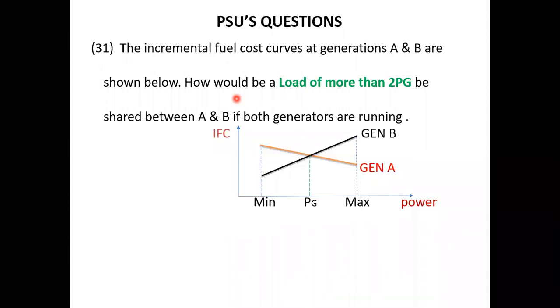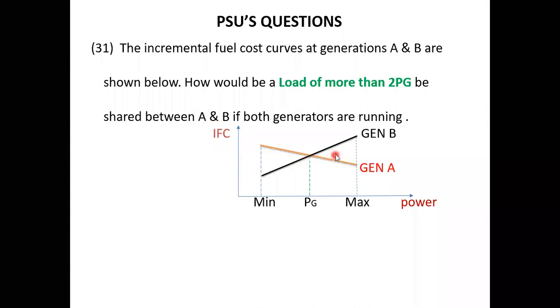Now, what they are asking is, if the load is more than 2 PG, what would be the share between A and B? Means will generator A take more amount of power, or will generator B take more share? That is what they are asking.